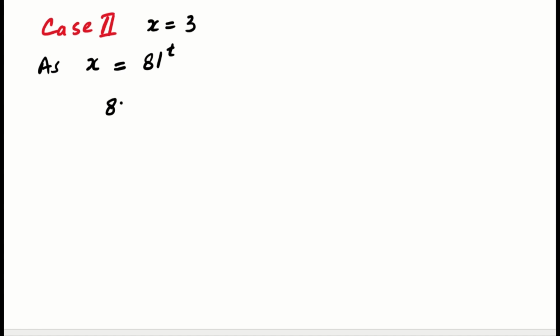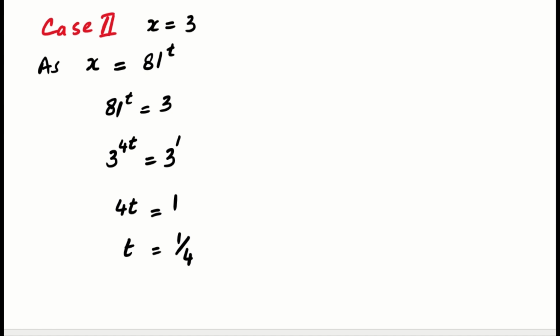It has two values. So for the second value, case 2 is for x is equal to 3. Now as we know that x is equal to 81t, plug in the value of x. 81t is equal to 3. 81 can be written as the power of 3, that is 3 to the power 4 into t. We will write 3 to the power 4 into t is equal to 3 to the power 1. So from here, we can compare the powers. 4t is equal to 1. From here, t is equal to 1 over 4.